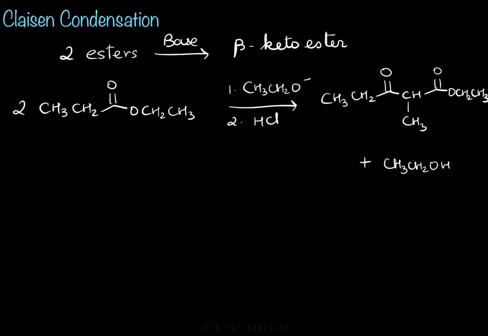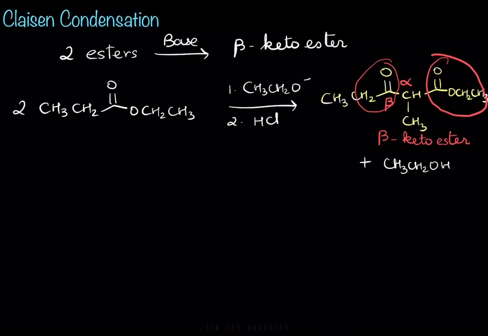Now, why is this a beta keto ester? If you look into it, this is your first functional group, the ester functional group, and the next position is an alpha position, and this is a beta position. And because you have a keto group right there, it's a beta keto ester.